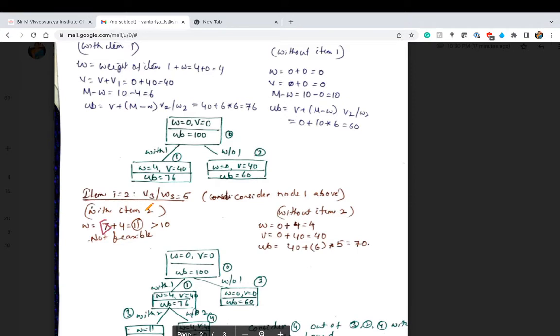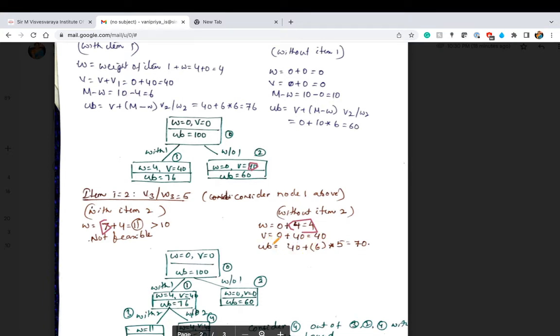Okay, next, without using item 2. The weight so far is 0, but if you consider this next item, its weight is 4. So what is the value you are getting? W is equal to 4, and the value, please consider that as 0, 0, and the value is 40 there. That is why your value is 40 here.